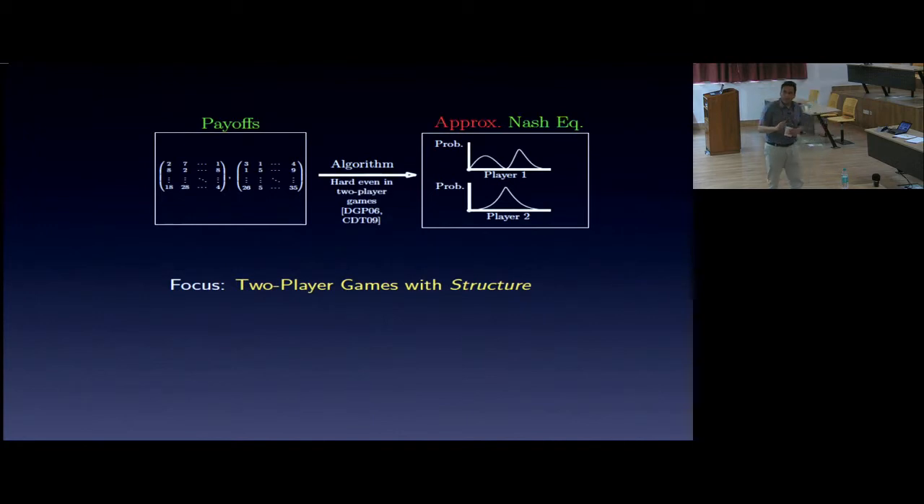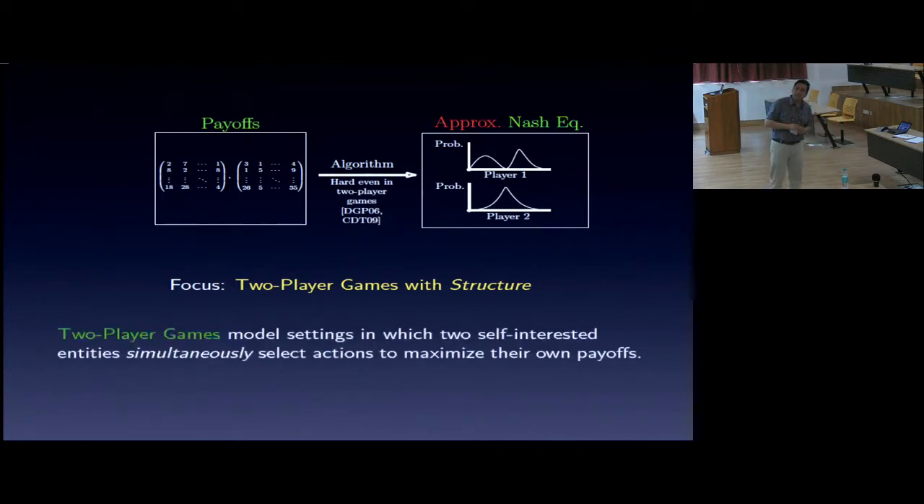Okay, so let me be a bit more specific about things. Just to recall, I'm sure most of us know this, two-player games essentially model settings where two self-interested entities, two agents, two players, simultaneously select an action to maximize their own payoff. Classical examples include rock, paper, scissors, or prisoner's dilemma, and so on. So there are two players, each of them has, say, n actions, each of them picks an action, and the goal for both players is to pick an action that maximizes her payoff.